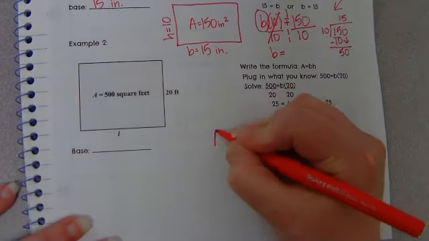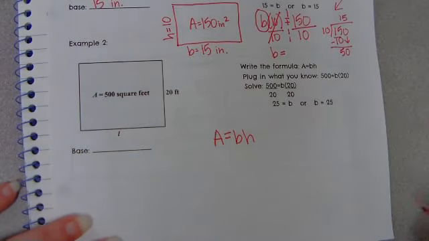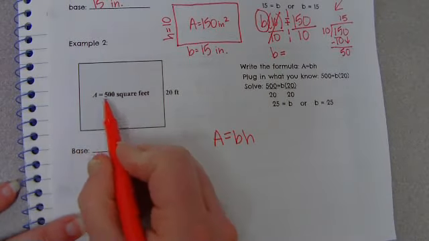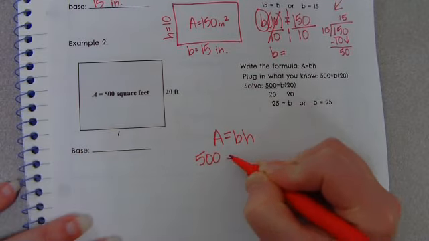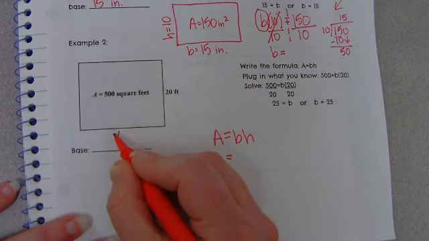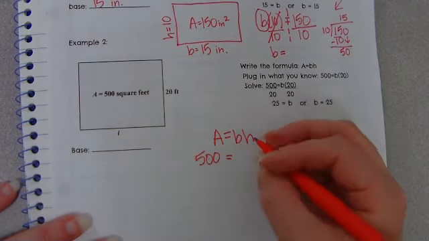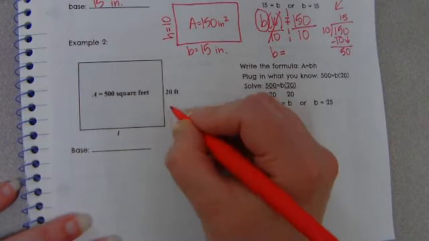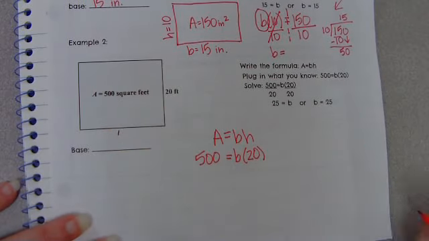All right, so let's check what you got. So if we know that the formula we're using is A equals base times height, they tell us that the area is 500 square feet. So I'm going to write 500 equals my base, they're calling L for the mystery number that we're trying to solve for. And then my height is 20. So I'm going to have the base times 20.